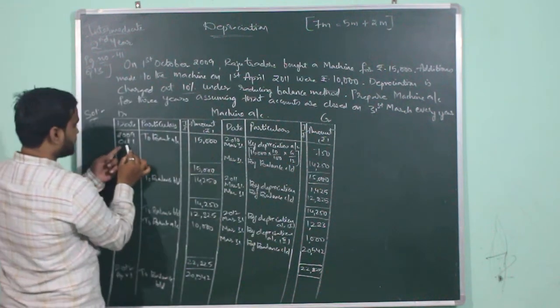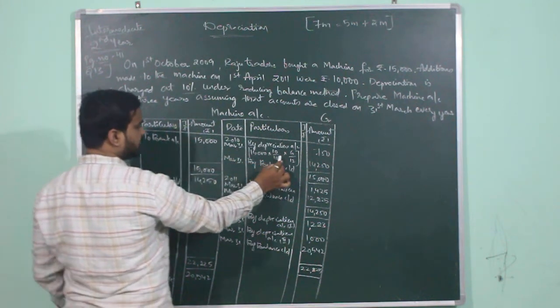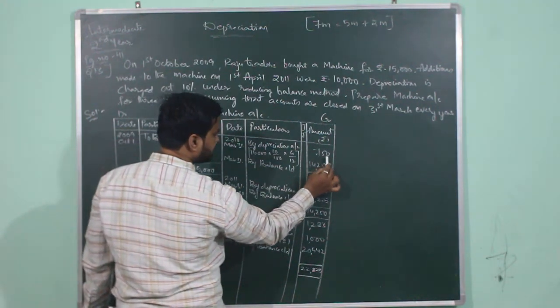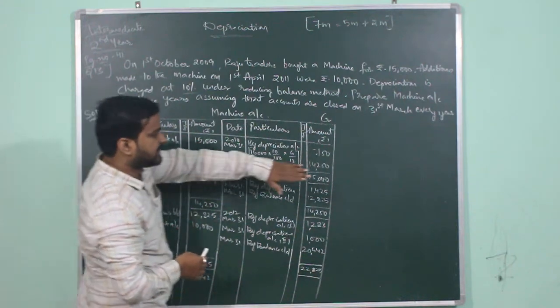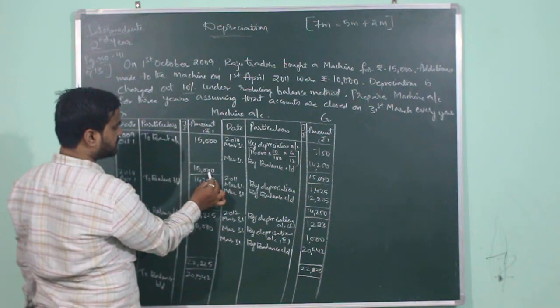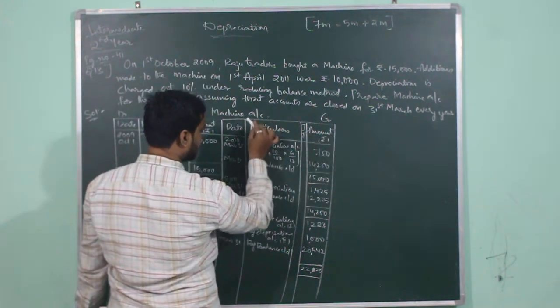But the date is given as October 1st. So the calculation will be from 1st October to 31st March, which will be only for 6 months, into 6 divided by 12. So the amount of depreciation will be 750. Now we need to balance it. Here the total is 15,000 and here the total is only 750. So what is the highest value? 15,000. So you will be writing 15,000 on debit side of machine account, as well as 15,000 on credit side of machine account.